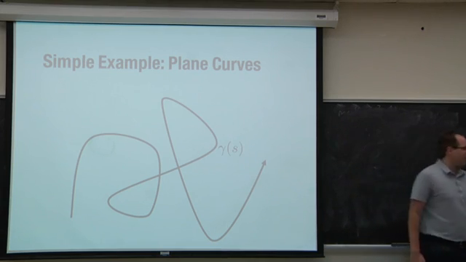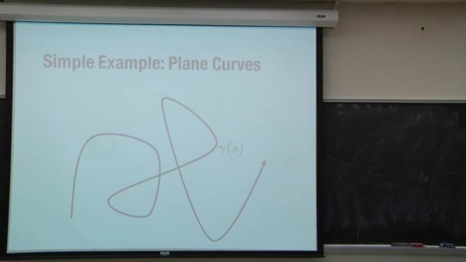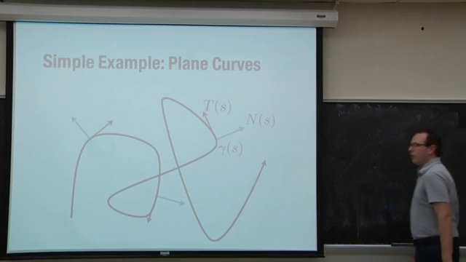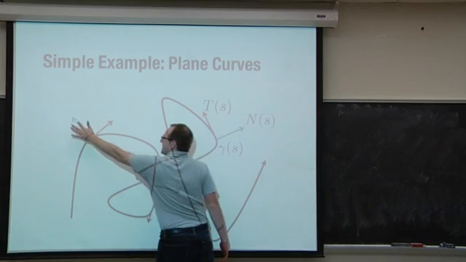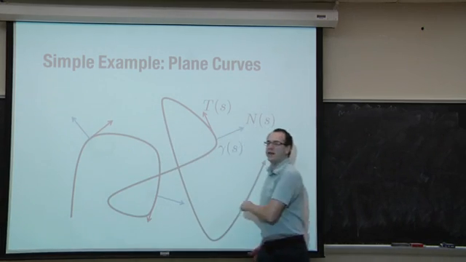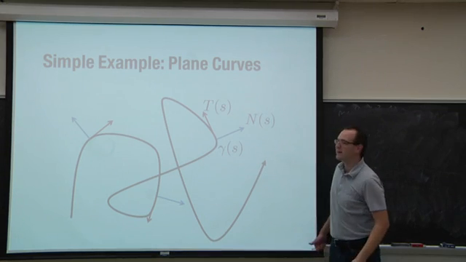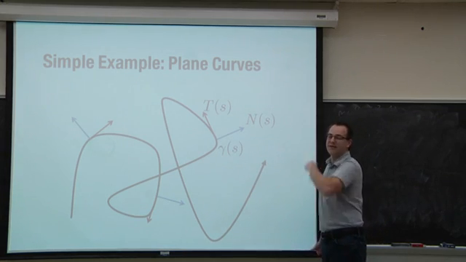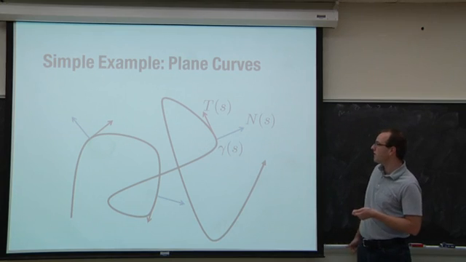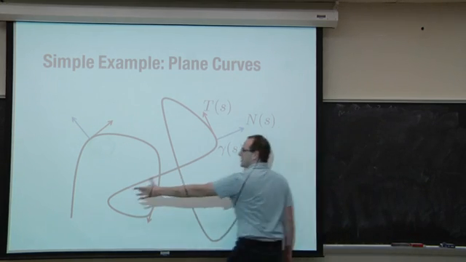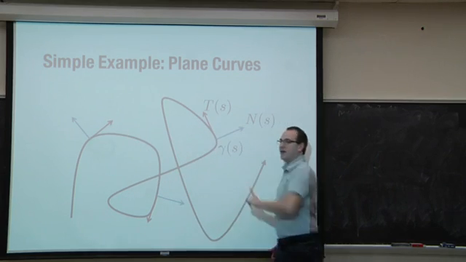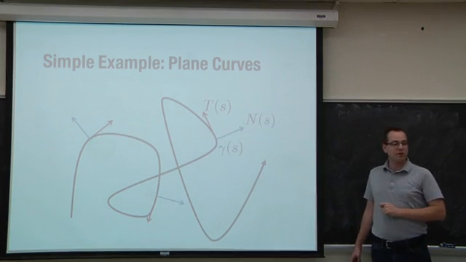I've got some function parameterized by arc length, gamma of s. I can draw some tangent vectors at points along this curve, and I can draw some normal vectors at points along this curve. Now, why do I pick the normal vectors to go this way instead of this way? It's just some kind of arbitrary convention. I arbitrarily pick to rotate counterclockwise by 90 degrees to go from tangent to normal vectors. But if I do this, I can now sweep along this curve, and everywhere I have my tangent vector, and everywhere I have my normal vector.